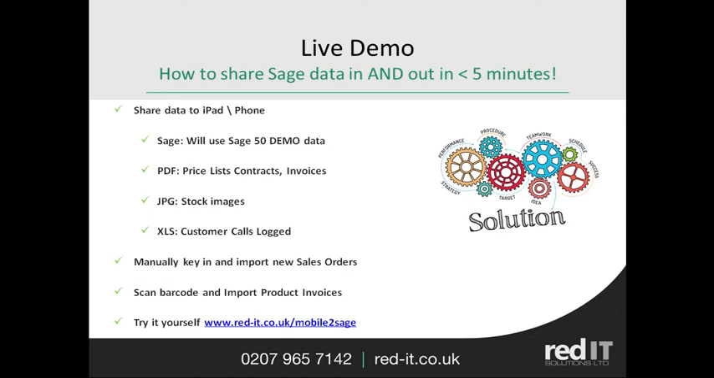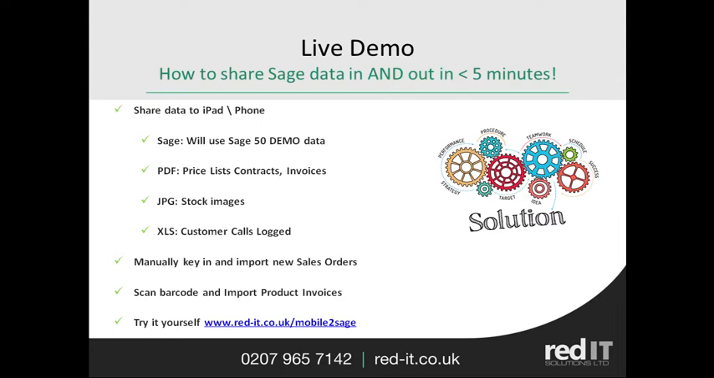So what is the demo today going to do? Well, what I'm going to do is share a typical scenario in a small company. So I'm going to have some Sage data that I want to share with my iPad users, which might be on the road, like a salesman or something like that. I've got some PDFs in the office, which are details of price lists and invoices that I've raised out of Sage. I've got some pictures, some JPEG files, which are my stock images. And I've also got a very simple Excel spreadsheet, which I use in my office to keep track of everybody who calls in. And obviously those get logged and they get allocated to people for completion.